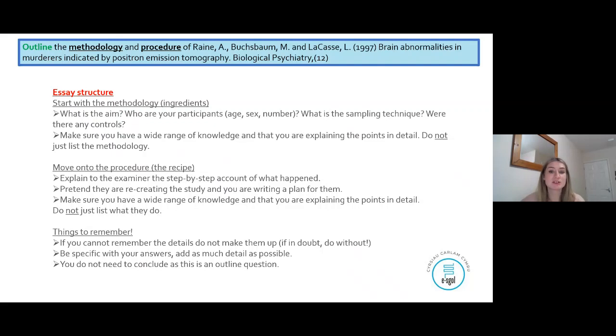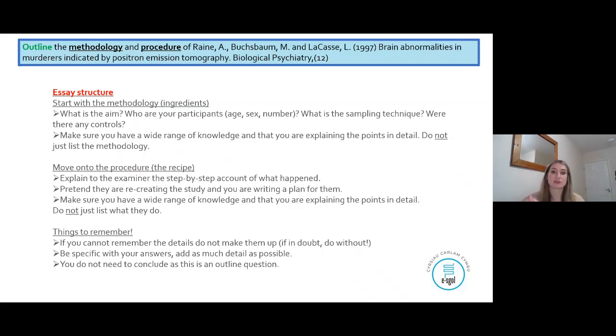There are 2 main elements, obviously the methodology and the procedure. And then at the bottom, I have got some things for you to remember and consider. So start with that methodology, the ingredients of the study. What's the aim? What's the aim of experiment 1? What was the aim of experiment 2?